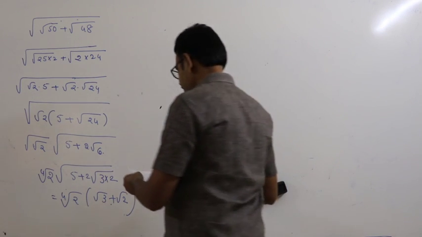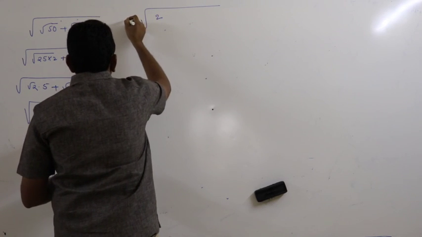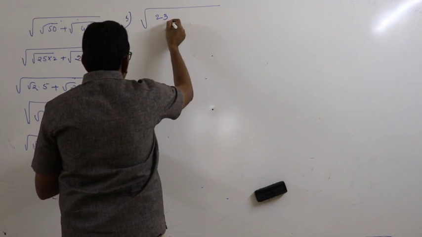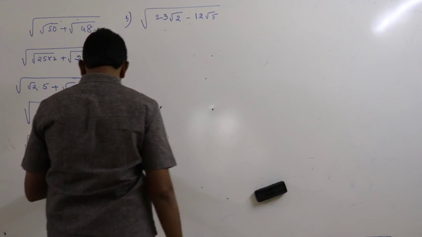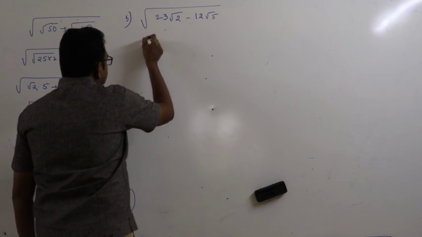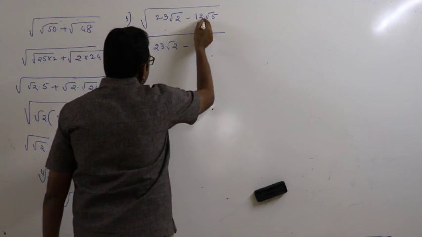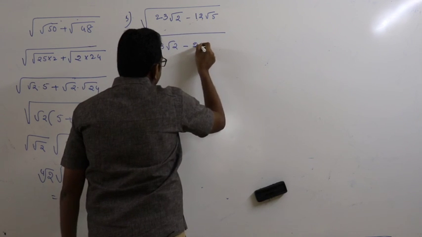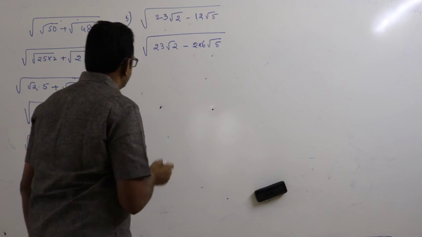Next problem: root of 23 root 2 minus 12 root 5. This is square root of 23 root 2 minus, that is 2 into 6 into root 5.